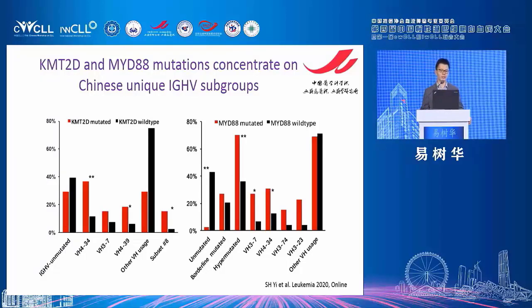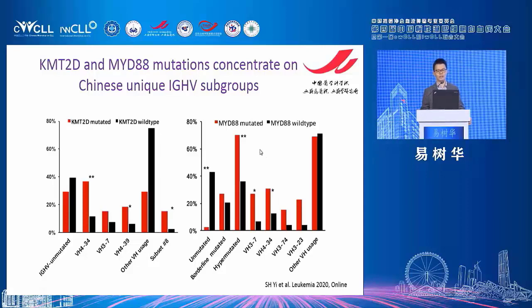Then we analyzed the relationship between these two mutated genes and the IGHV mutation and usage. We found that the KMT2D mutated gene was higher in fragments 4-34 and 4-39, and also a little bit higher in 3-7 fragment usage. As we said, this usage also happens highly in the Chinese population. The situation is similar for the MYD88 mutation. As we said, the Chinese population has a higher rate of mutated IGHV, so the MYD88 mutation also happens in this population, in fragment usage 3-7 and fragment 4-34.